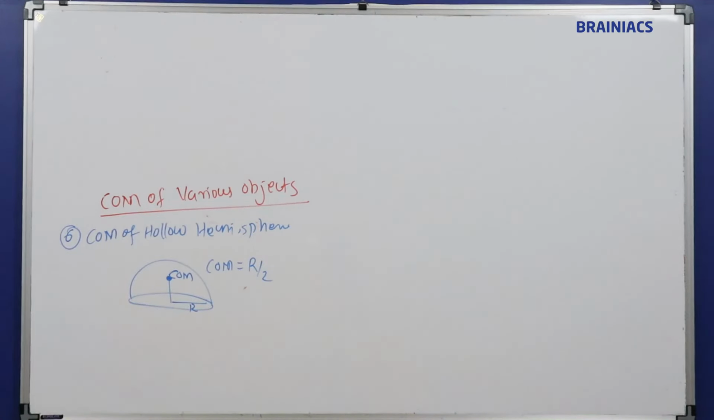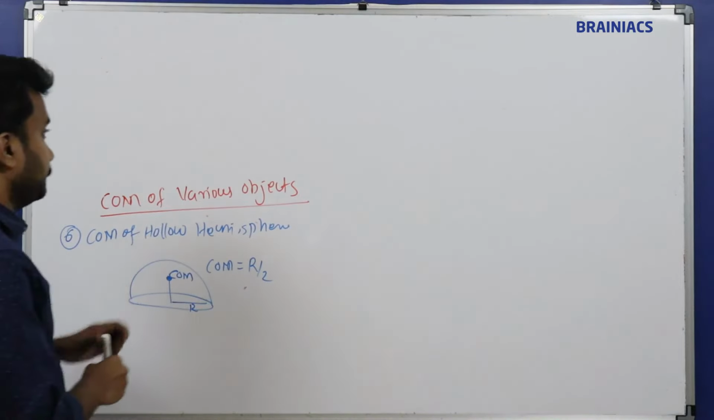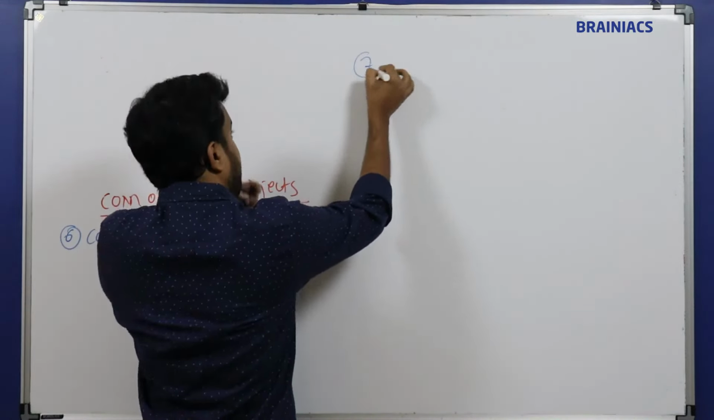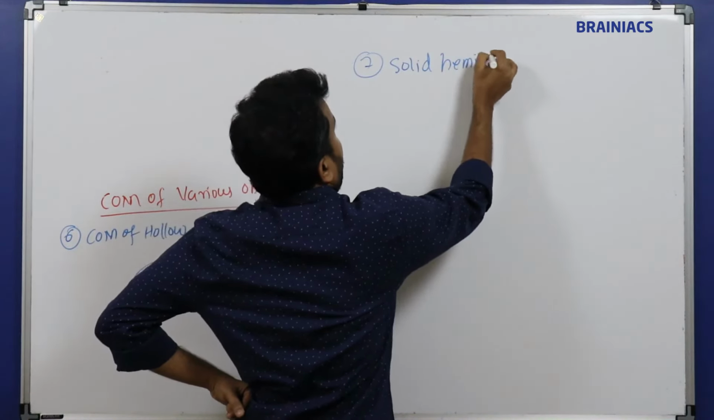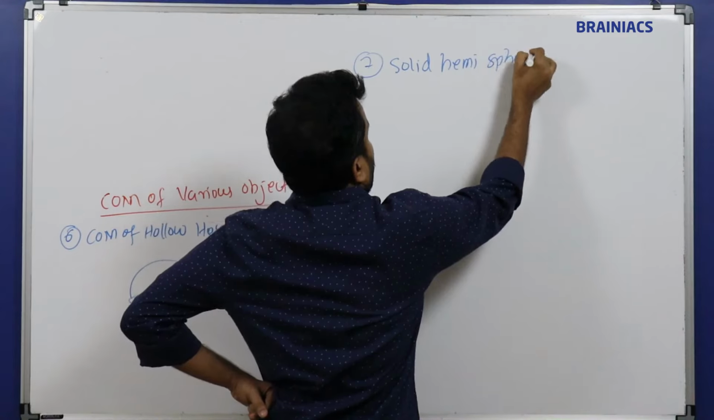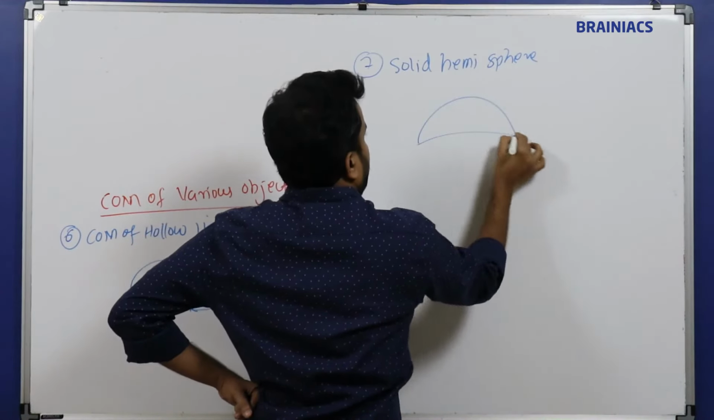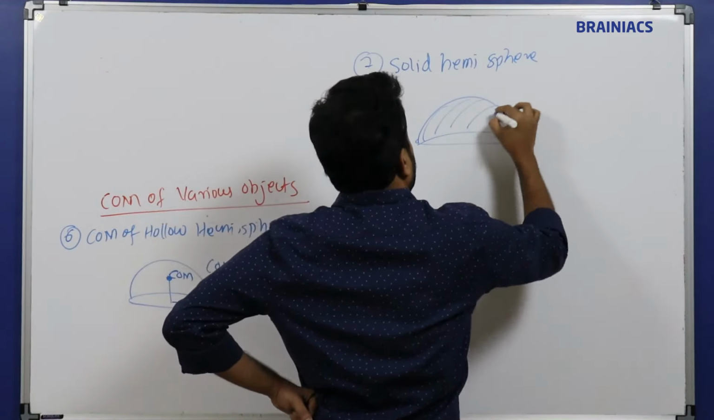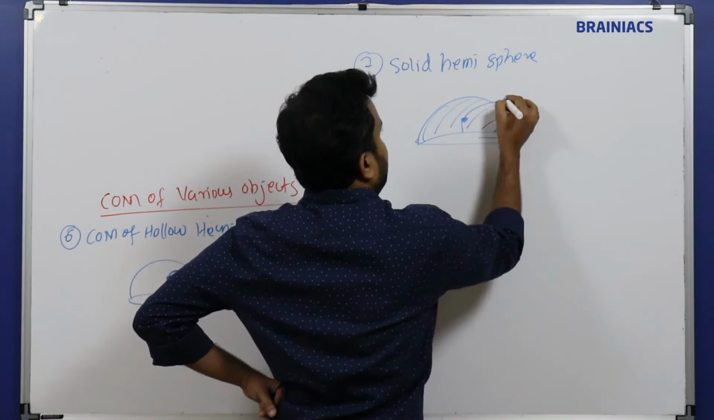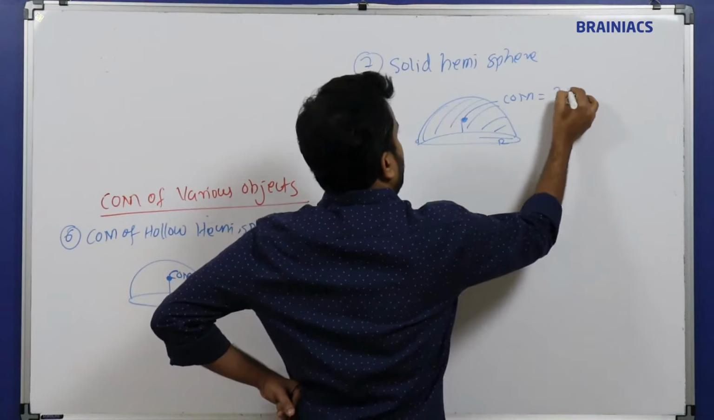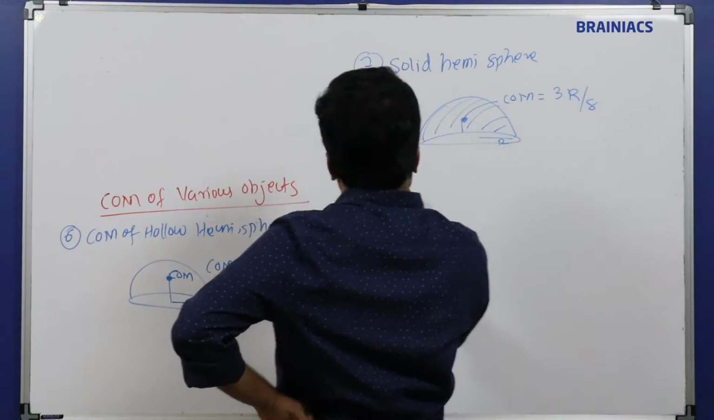Seventh one, not hollow, the solid hemisphere. Solid hemisphere, the difference is that inside it is filled. The radius is r, and this is the center of mass, which is equal to 3r/8.